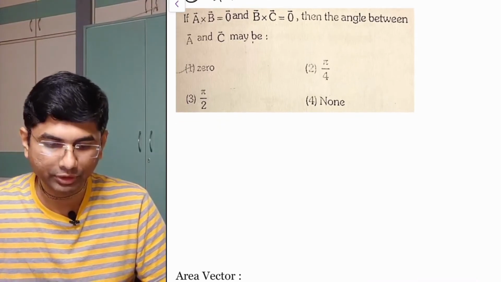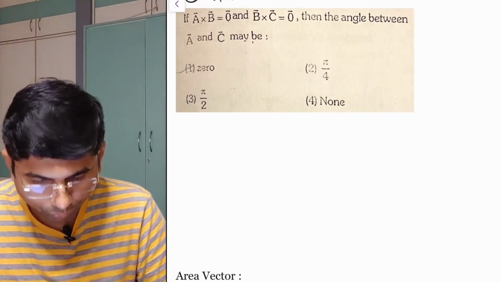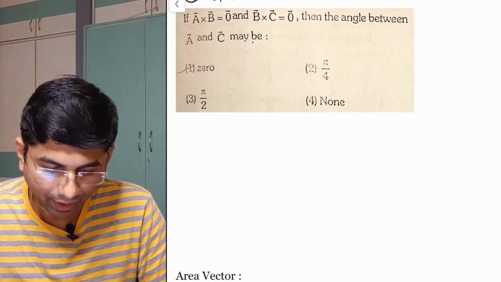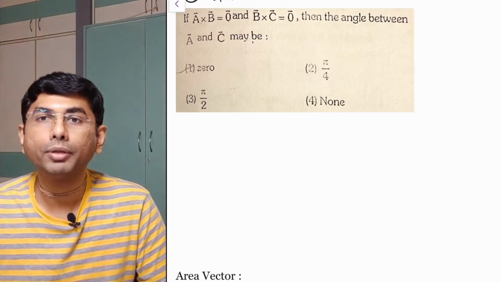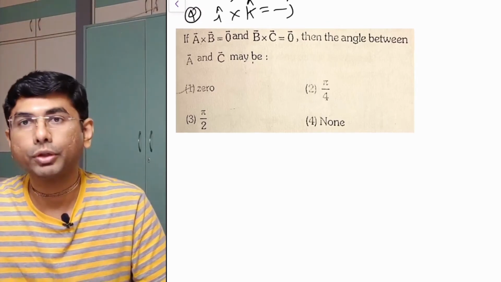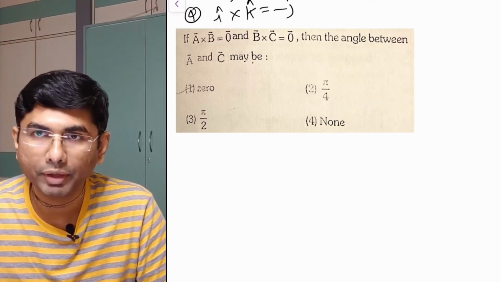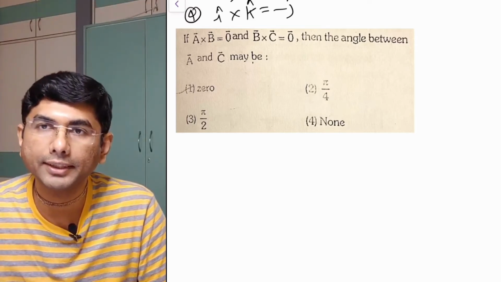Okay, next question. If A vector cross B vector is equal to 0 vector, B vector cross C vector is 0 vector, then the angle between A vector and C vector may be. Now both of them are given. Sorry, again the question was not visible to all of you. If A vector cross B vector is 0 vector and B vector cross C vector is 0 vector, then the angle between A vector and C vector may be.